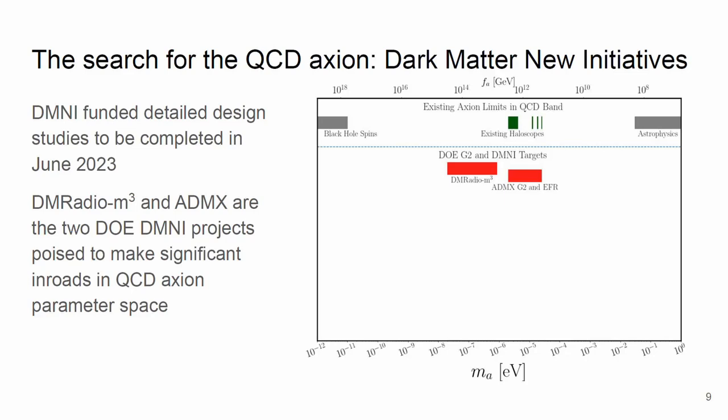Currently there's the DOE Dark Matter New Initiatives. As part of this DMNI program, there are two experiments, DM Radio Meter Cubed and ADMX, that are currently undergoing design study. The designs for these experiments will be completed in 2023. So again, Meter Cubed is one of these experiments, and that's when the design will be completed. This is an exciting space to be carving out in the next few years.